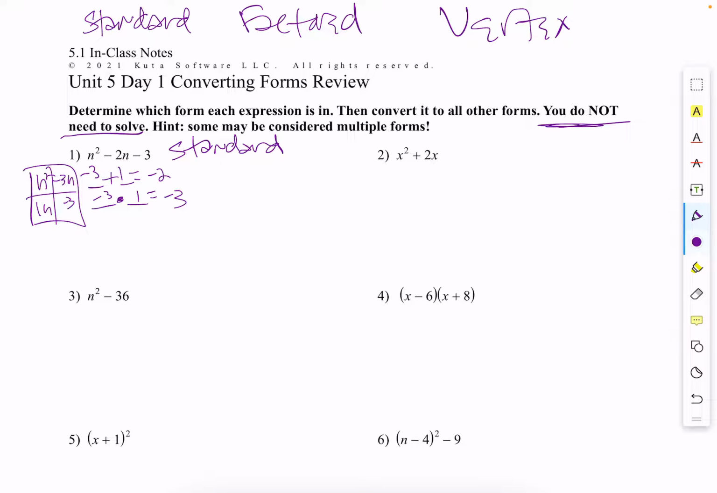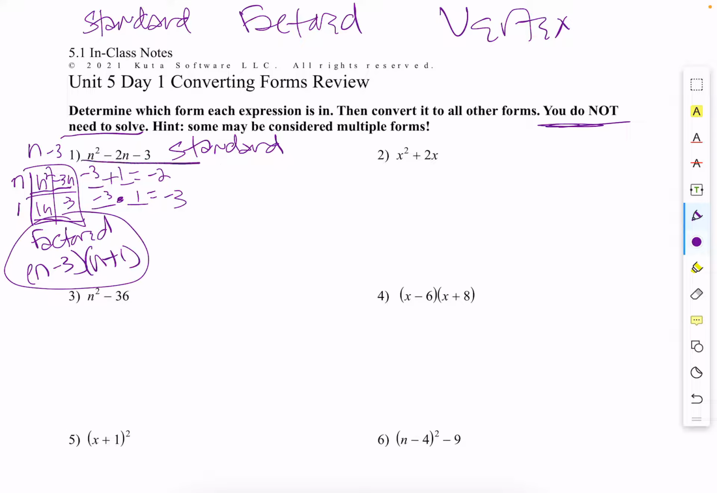Then I'm going to take out the greatest common factor in each row and column. In this first row, n squared minus 3n, n is what they have in common. The second row, they don't have anything in common, so we do 1. First row, n. Second row, -3. Remember, if the first one's negative, you have to take out the negative. So my factored form is n minus 3 times n plus 1, and it doesn't matter which order you put the factors in.